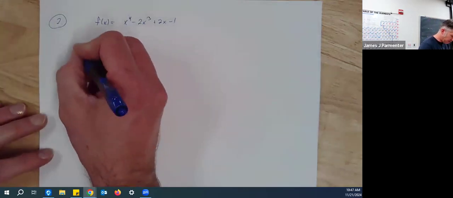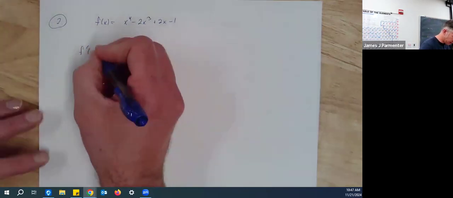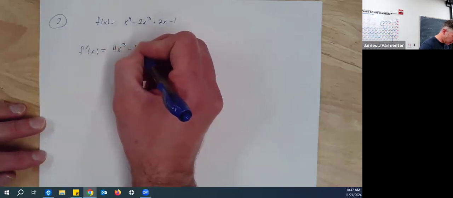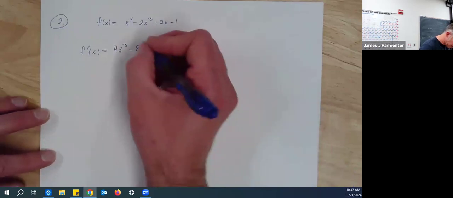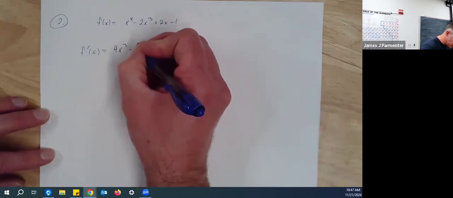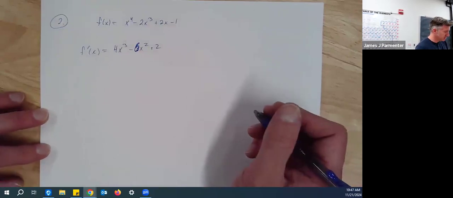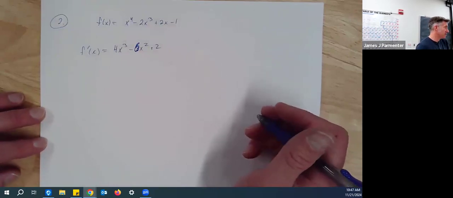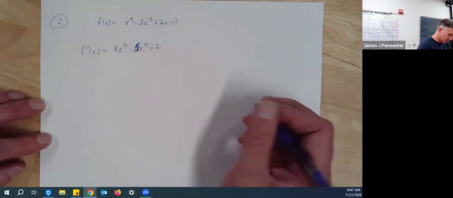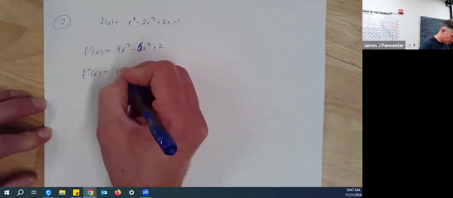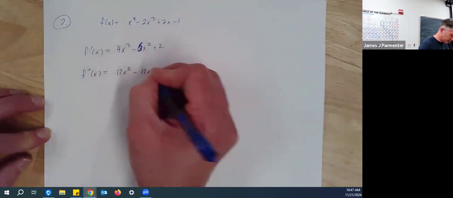So I'm going to take my first derivative, because I have to take the first derivative to get to the second derivative. It's going to be 4x cubed minus 6x squared plus 2. And I'm not going to bother setting that equal to 0 and trying to find my critical points, because that has nothing to do with concavity. Take my second derivative, which is going to be 12x squared minus 12x.